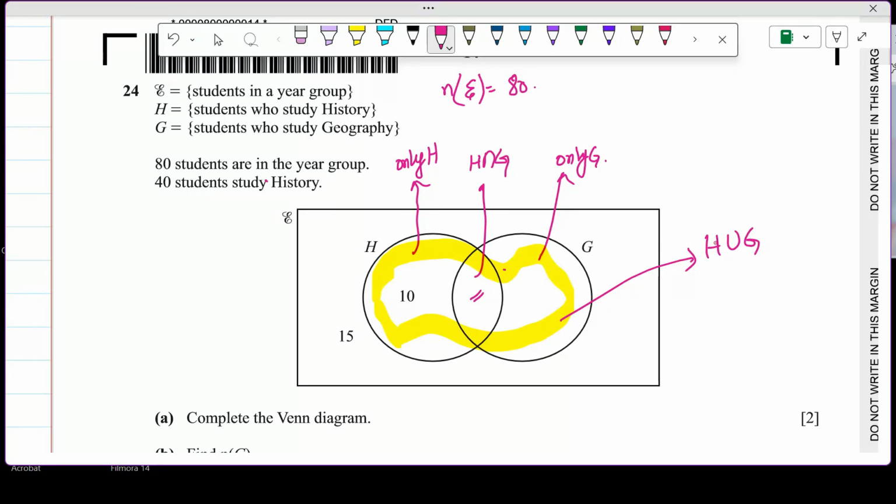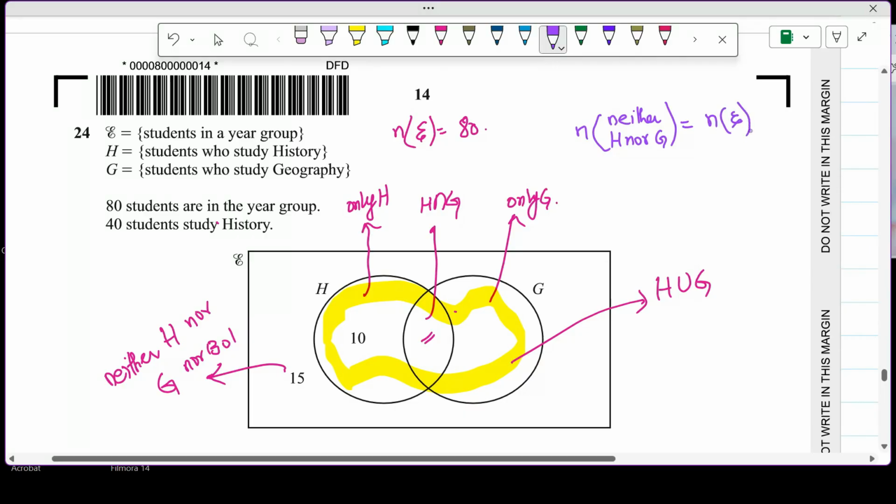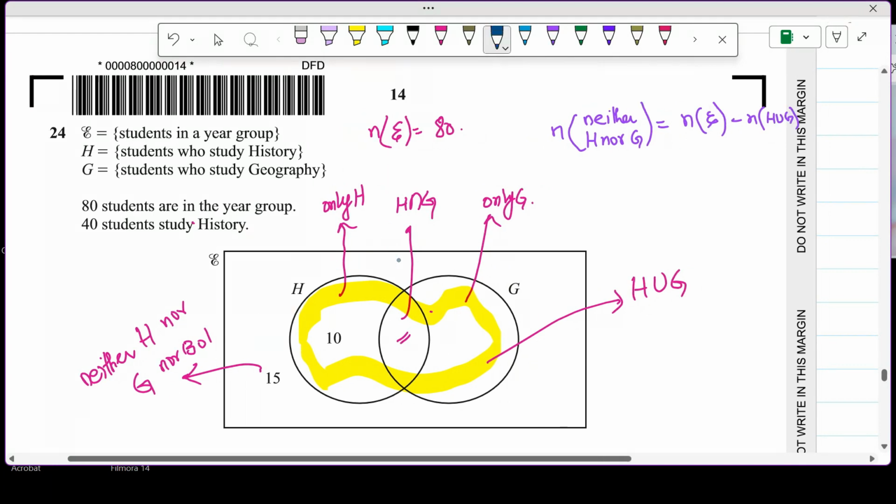Those students who are not studying geography, history or both, this is the students who are neither history nor geography nor both, means they are not studying history or geography. So 15 are the students who are neither history nor geography. So from this diagram you can say that the number of students neither history nor geography is equal to the total students in the universal set minus the number of H union G. This is the basic concept you should know.